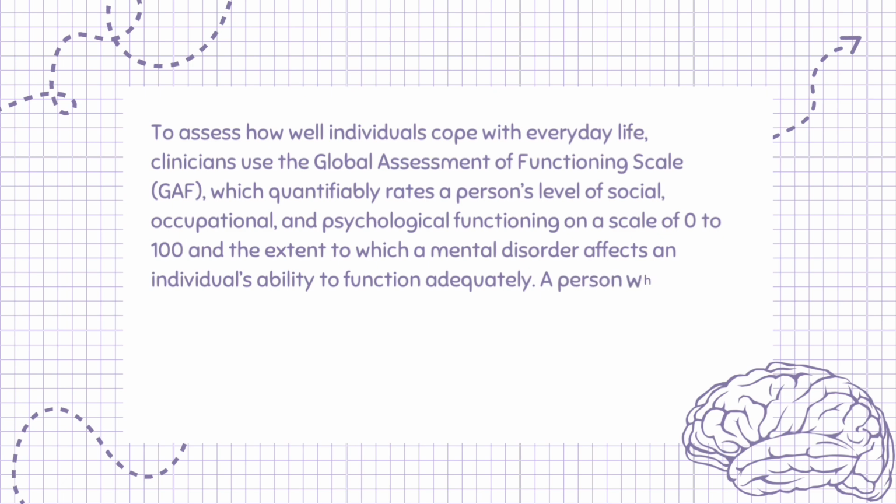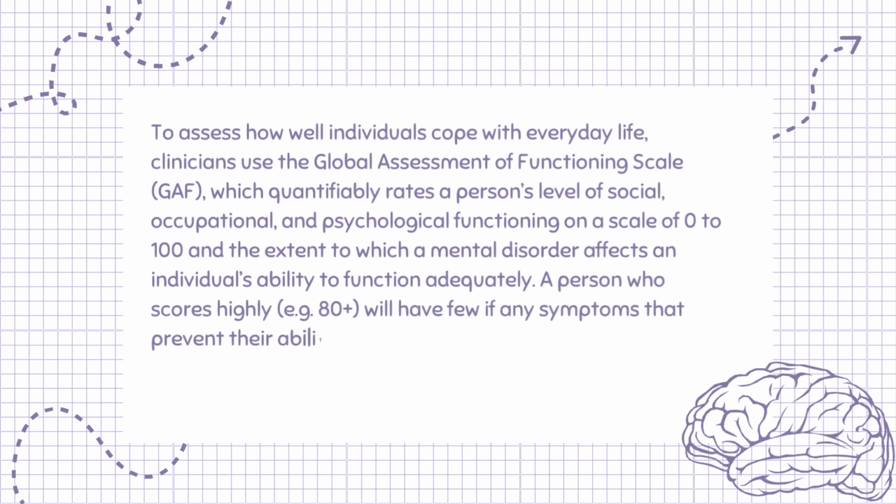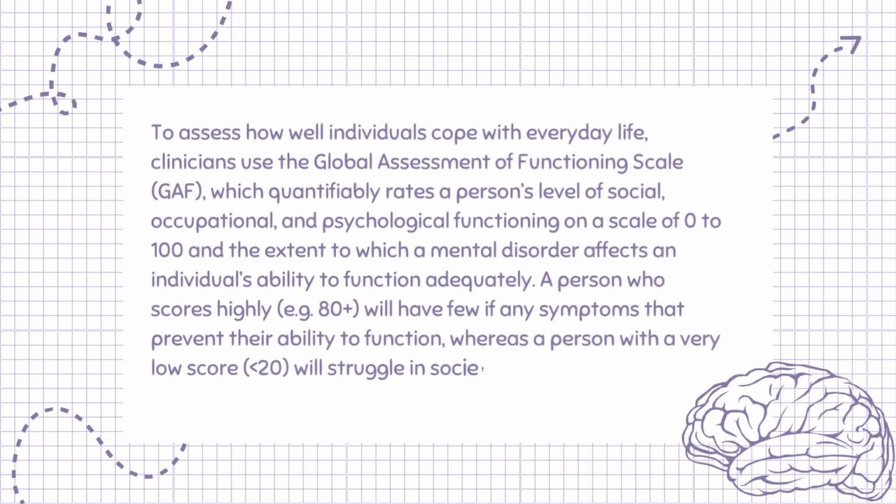A person who scores highly, e.g. 80+, will have few if any symptoms that prevent their ability to function, whereas a person with a very low score, less than 20, will struggle in society and may even be a danger to themselves or others.